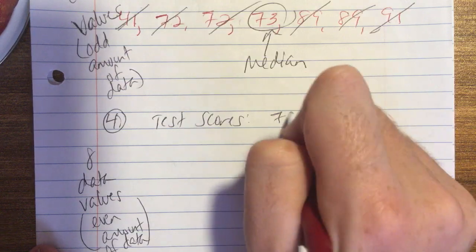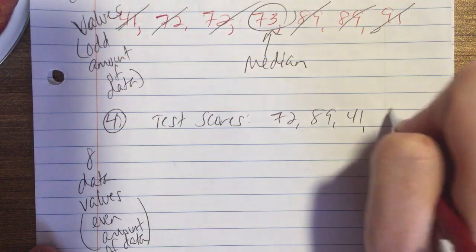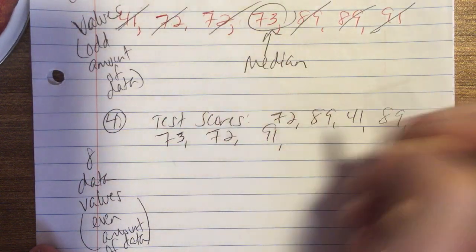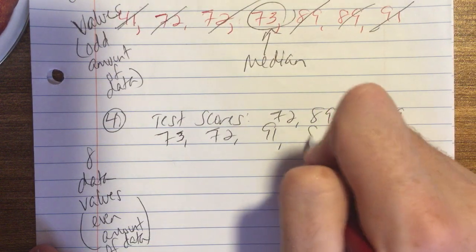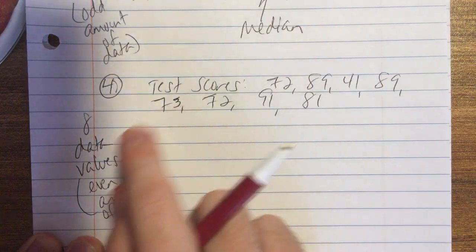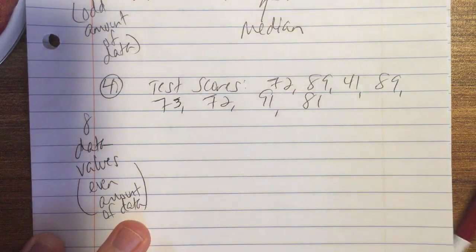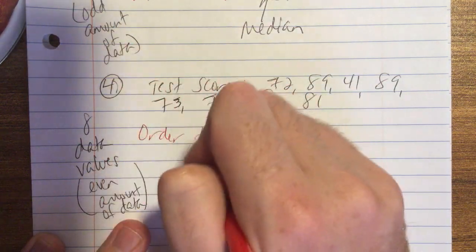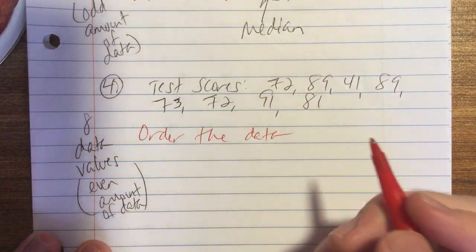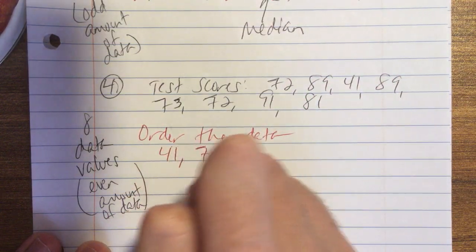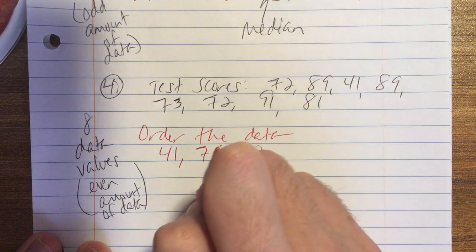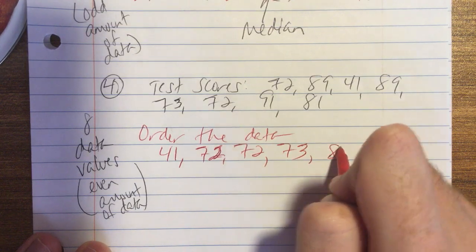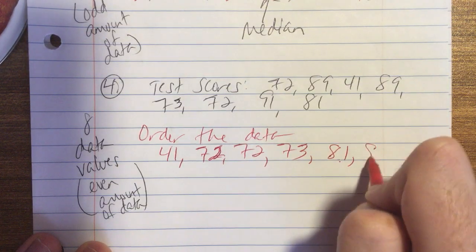The test scores are 72, 89, 41, 89, 73, 72, 91. For the purpose of this question, I'm going to add in another data value, and I'm going to make it an 81. So if I want to find the median, I first have to put the data in order. Now my 81 is in here.